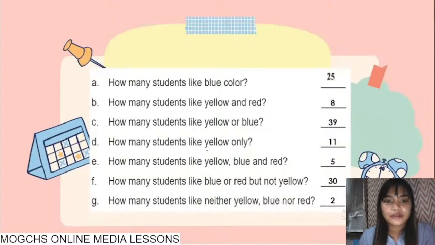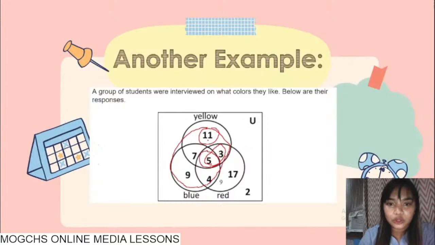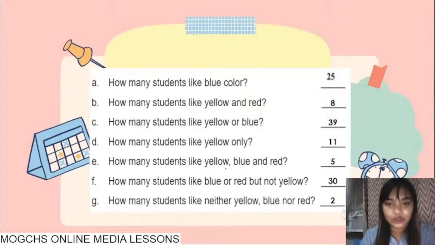Next. How many students like blue or red but not yellow? We will not include the elements that belong to yellow. The elements that belong to blue and red are only the 9, 4, and 17. So we're just going to add those numbers. 9 plus 4 is 13, plus 17 is 30. So there are 30 students who like blue or red but not yellow.